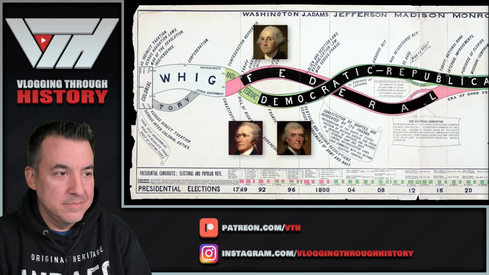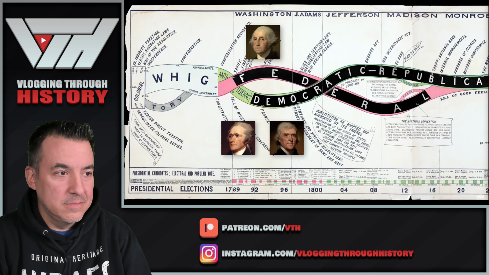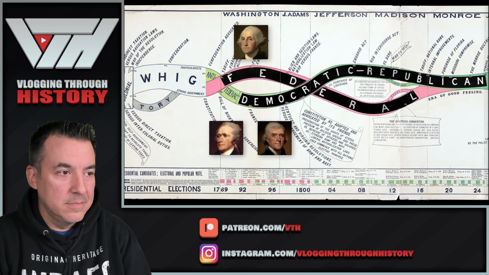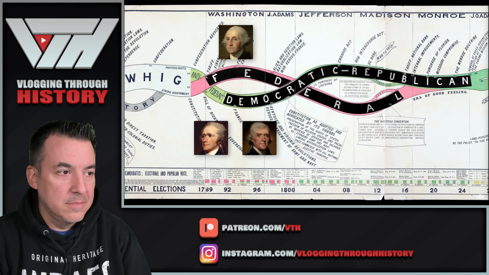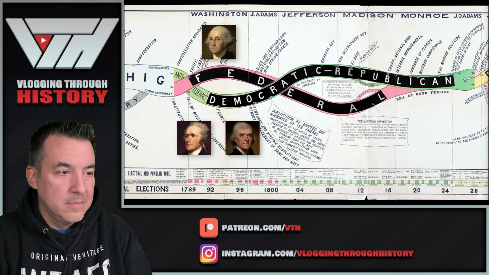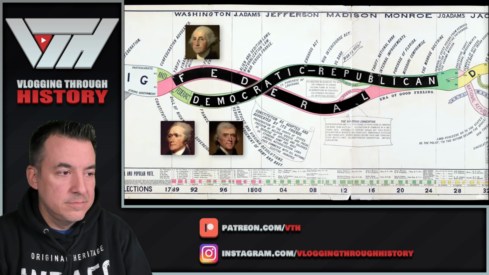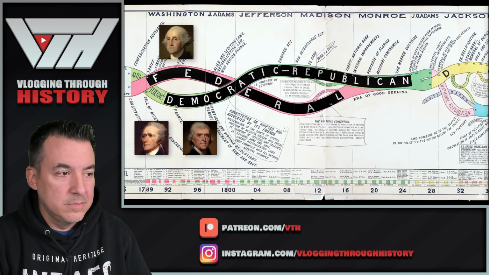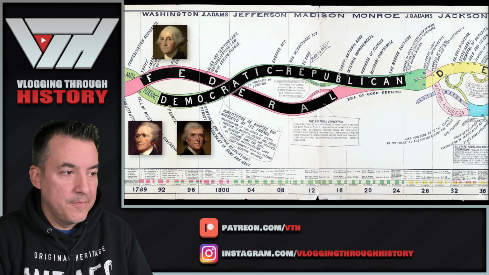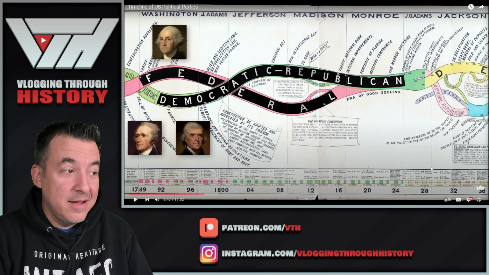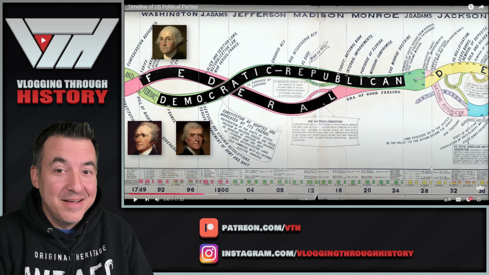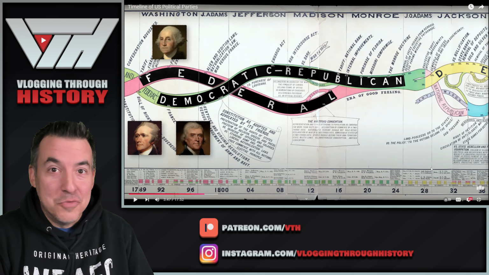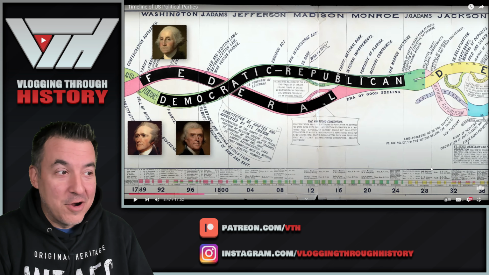Okay, so from 1789 to 1824, the Federalists and the Democratic Republicans were the two main parties. Generally speaking, the Federalists appealed more to the upper classes, who lived in cities and owned businesses, whereas the Democratic Republicans appealed more to farmers and everyday folk. Honestly, John Adams was really the only Federalist president. That's kind of it, because then you get Jefferson, Madison, Monroe. These guys are all Democratic Republicans.